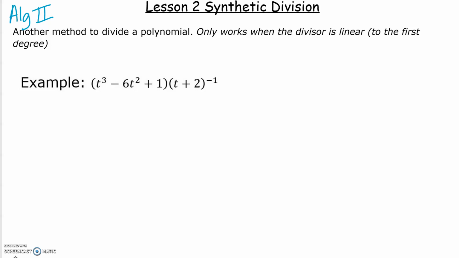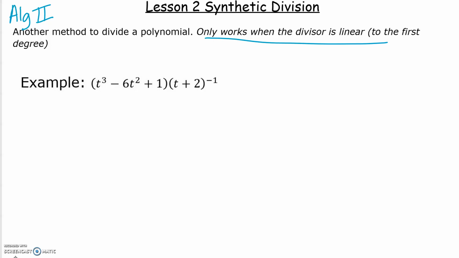So I want to caution you on synthetic division. Yes, it's easier, but it only works when the divisor is linear, or to the first degree. So if this is to the third degree, we can't do this. We have to start with long division. If it's to the fifth degree, we have to use long division to divide these two polynomials out. So you can only use linear divisors, or to the first degree.